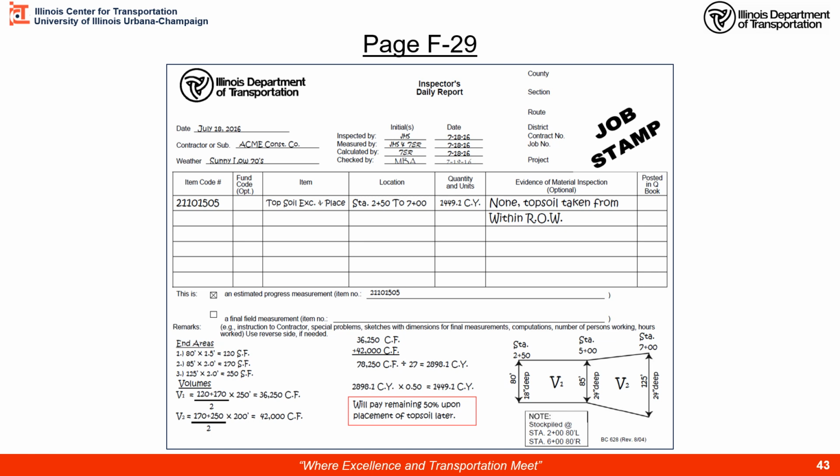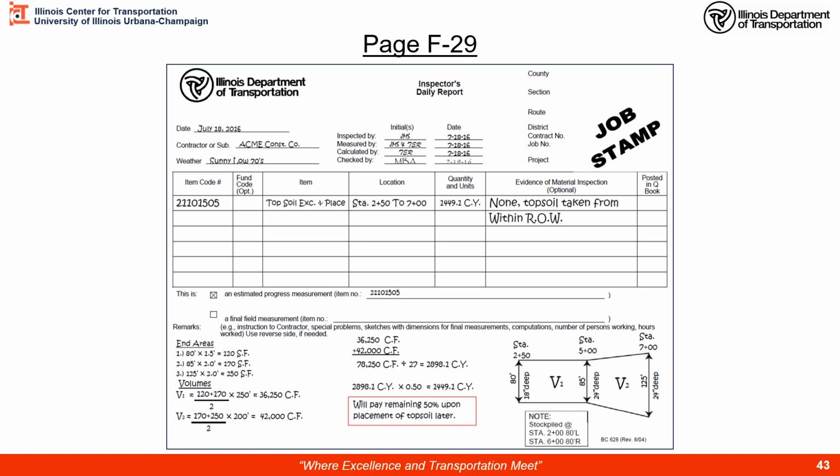So this end area is a rectangle pointed into the page that is 80 feet wide by 1.5 feet deep. So right here I have 80 feet times 1.5 feet, and I get some square feet. I do the same for these two, where I have 85 feet by 2 feet, then 125 by 2 feet. To calculate volume 1, I take the average of these end areas and multiply by my distance between them.